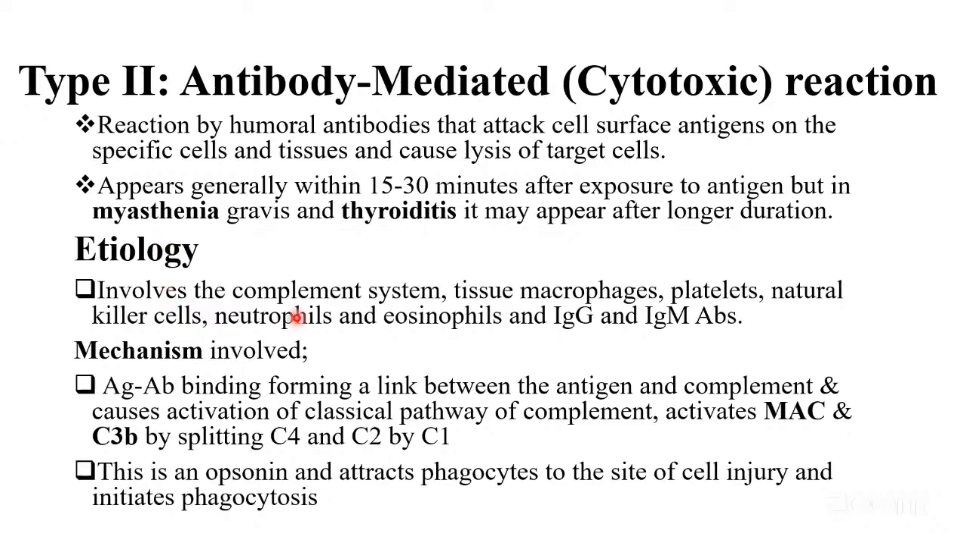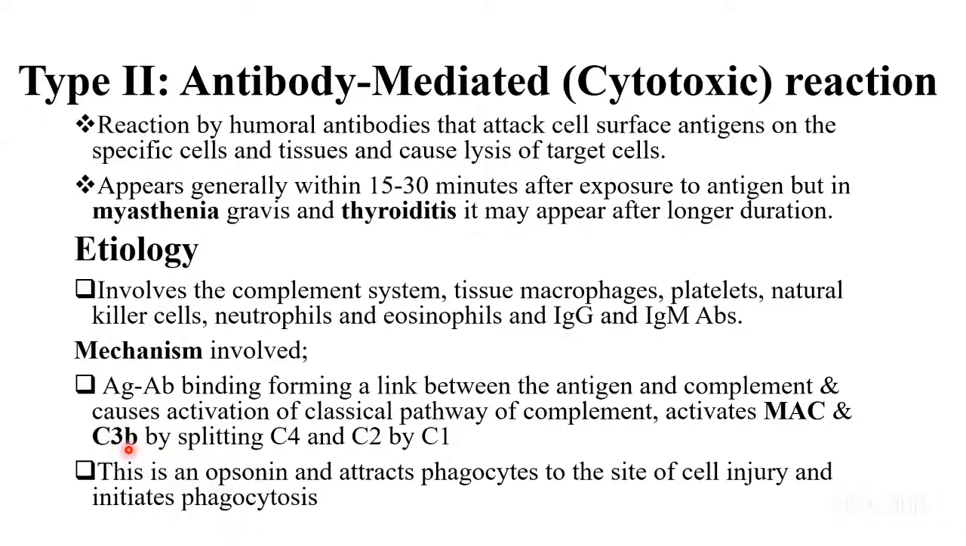So etiology involves the complement system, tissue macrophages, platelets, natural killer cells, neutrophils and eosinophils, and IgE and IgM antibodies. And the antigen-antibody binding forms a link between the antigen and the complement and causes activation of the classical pathway of the complement, which activates the membrane attack complex and C3b, complement 3b.